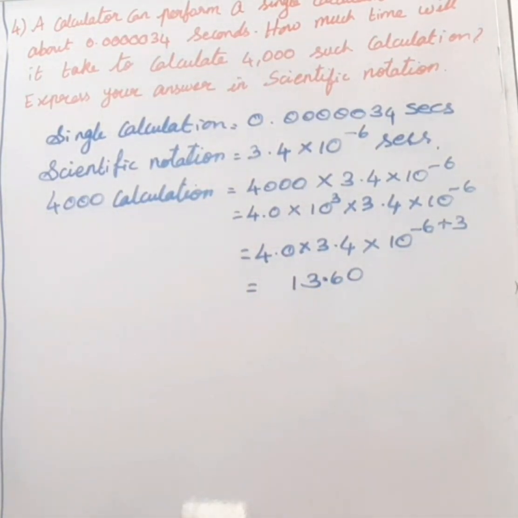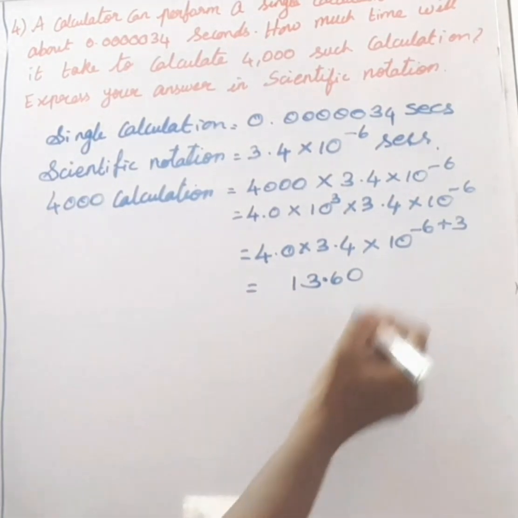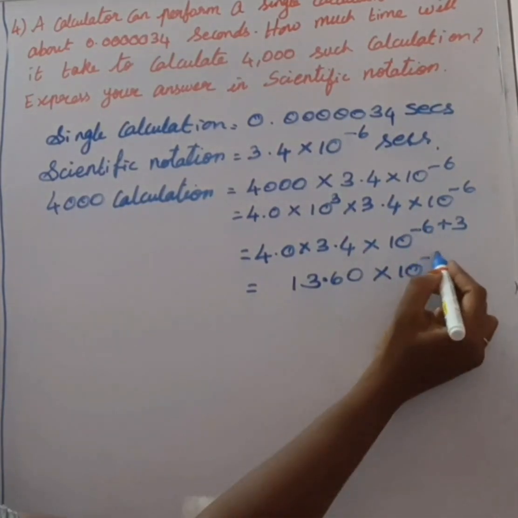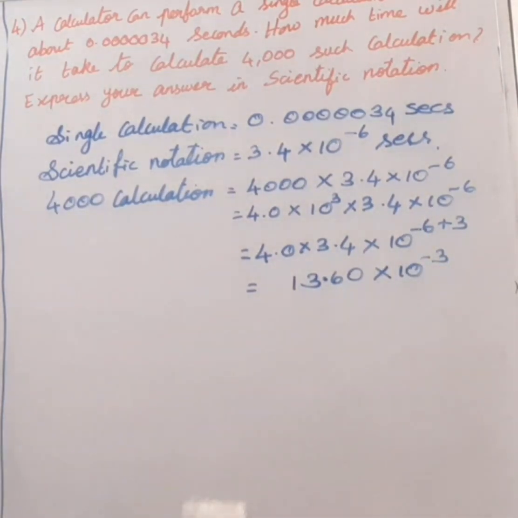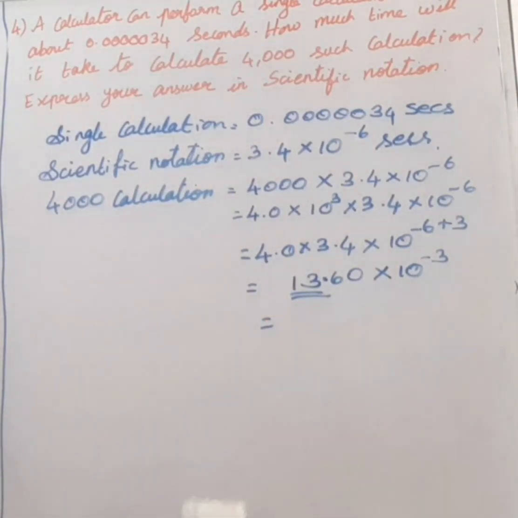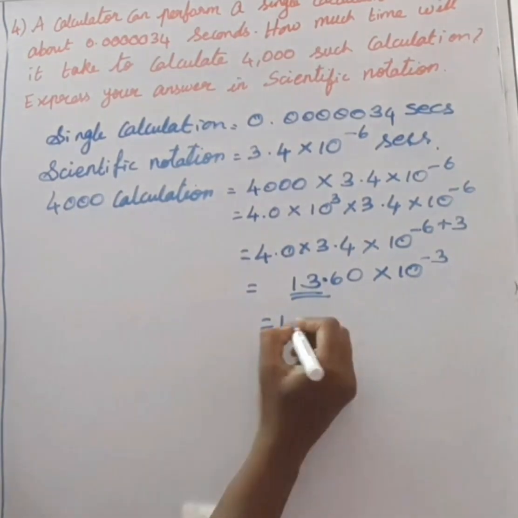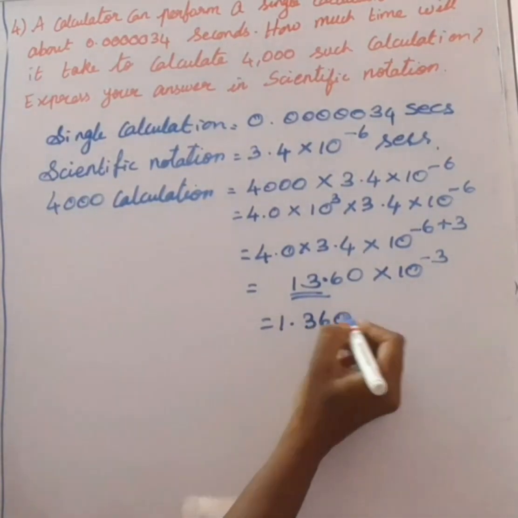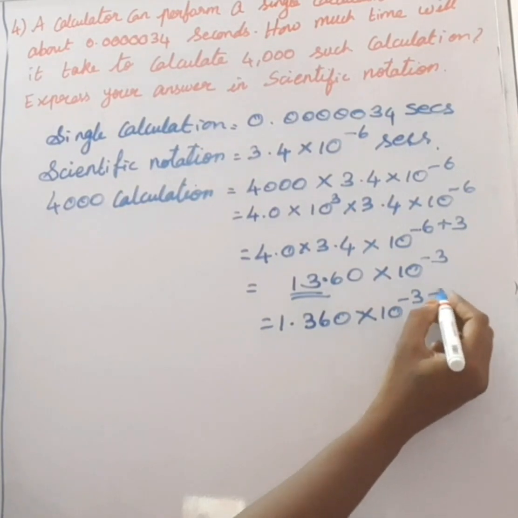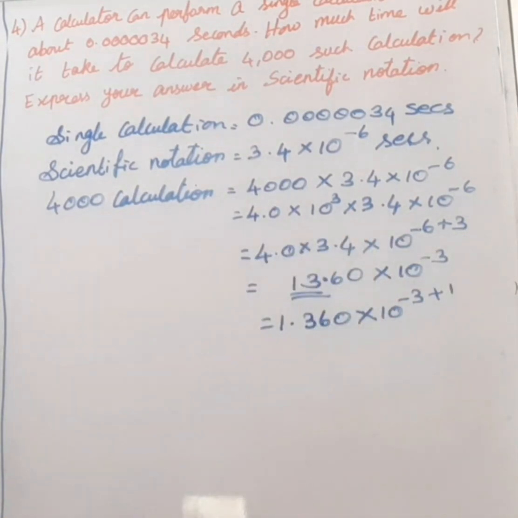Okay, so we get a number as 13.6 into 10 power minus 6 plus 3, we get minus 3. Now here we have a 2 digit in the integral place, so we want to convert that into a single digit. So take one whole number. There is one integral part to the decimal part. So 1.360 into 10 power minus 3 plus 1.